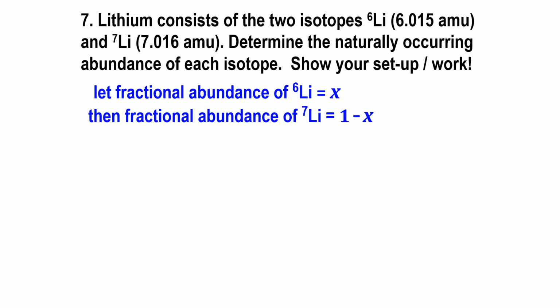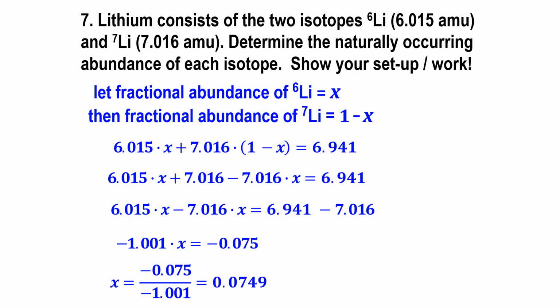To set up the equation, therefore, you have, remember, the weight multiplied by the abundancy percentage, which in this case is 6.015 multiplied by X, which is your percentage, plus 7.016 multiplied by the rest of the percentage. And that should give you the atomic weight of lithium that's written on the periodic table, which is 6.941.